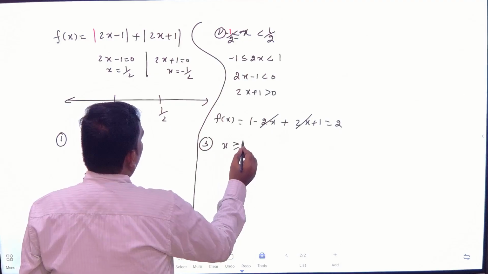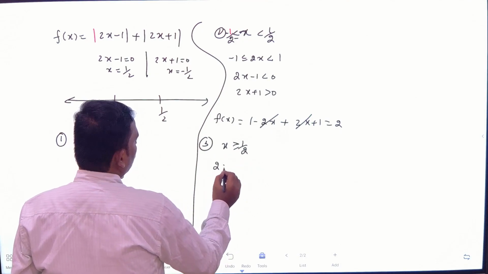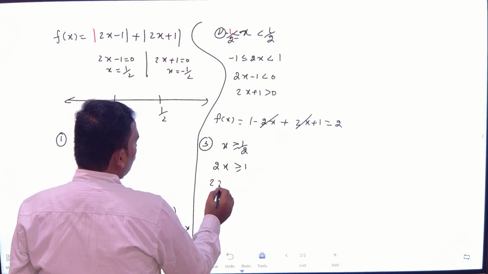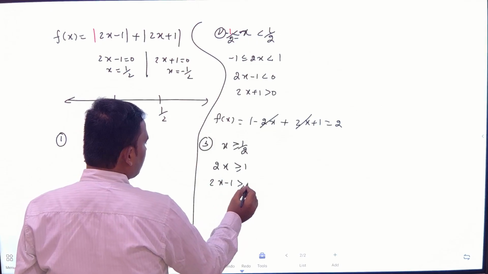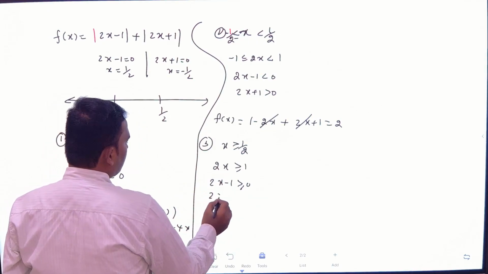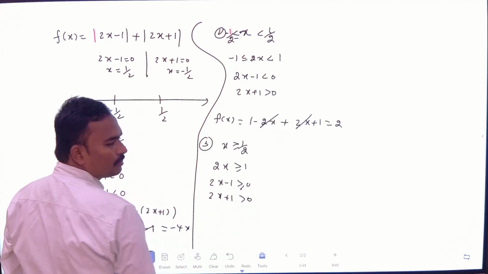Next, the third case, you can check quickly. Suppose x is greater than or equal to 1 by 2. You can multiply by 2: 2x is greater than or equal to 1. So 2x minus 1 is also greater than 0, and you can see 2x plus 1 is also greater than 0, right?